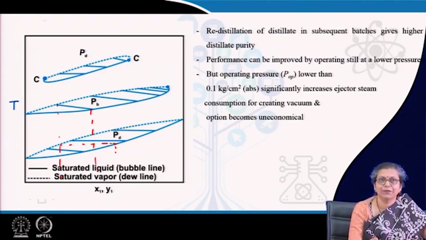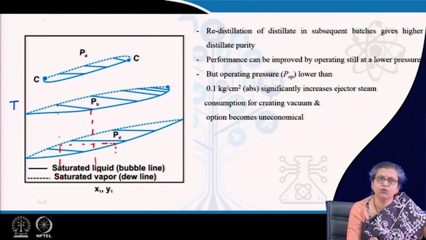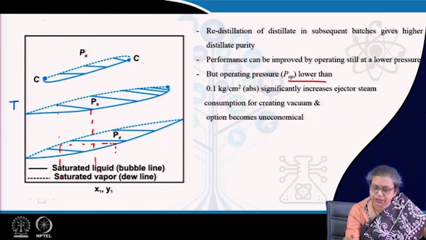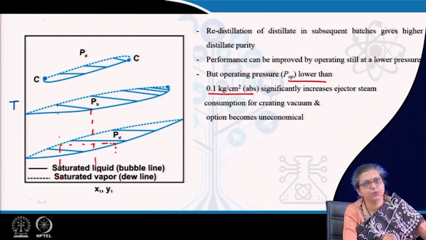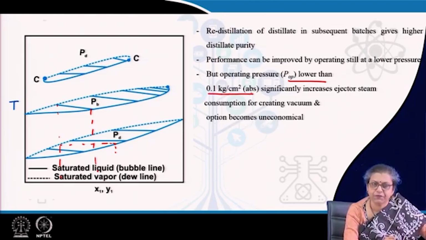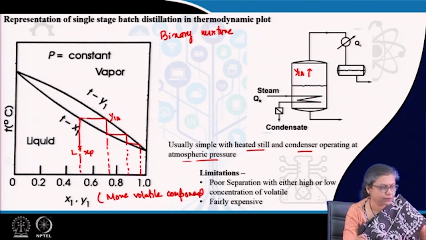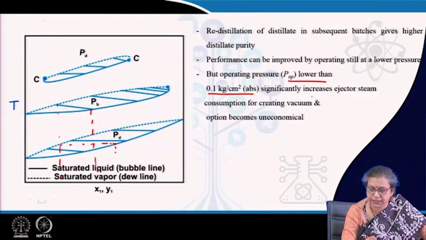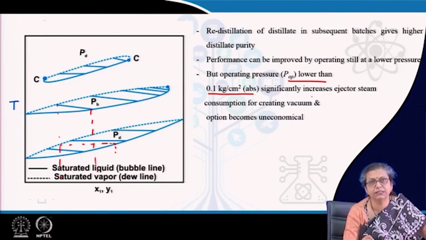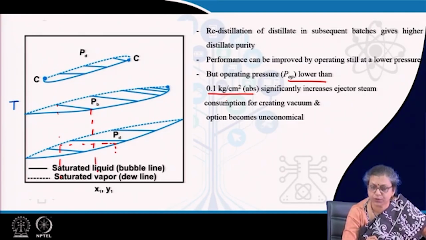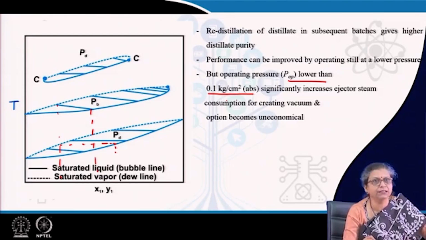But in this case you have to remember one thing. Suppose we go for a very low pressure, say lower than 0.1 kg per centimeter square absolute. What do we find? We find that under that condition the still has to be operated under vacuum. Usually the vacuum is created by an ejector which consumes steam, and we find that the steam consumption increases significantly when we go for pressures much lower than 0.1 kg per centimeter square, and under that condition this option becomes uneconomical, right.